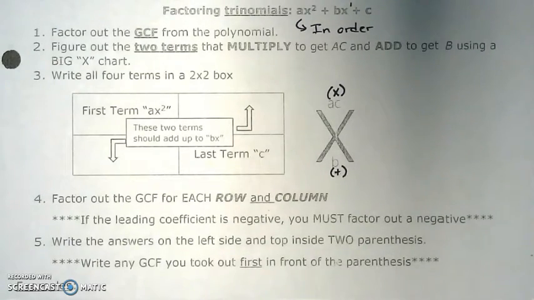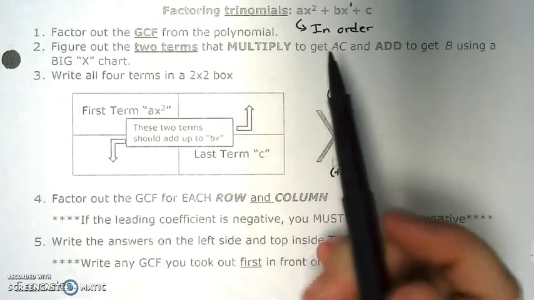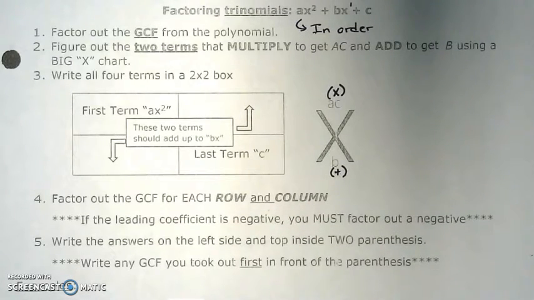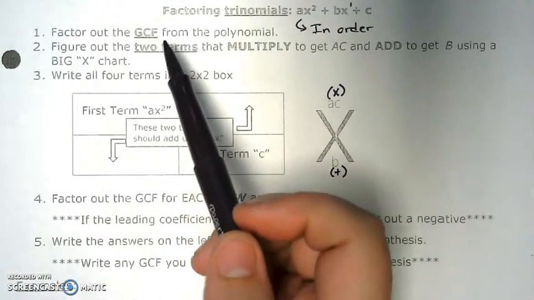Now the next thing we have to do is figure out the GCF from the beginning. Now it could be as little as 1 or it could be as big as like a 50x cubed. Either way, there will be a GCF in the very beginning.